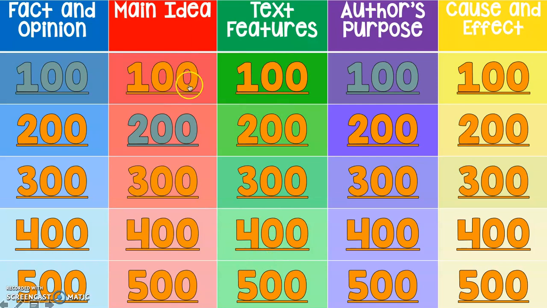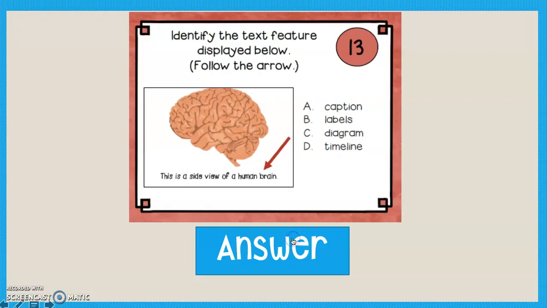All right, let's go for a bigger one. Let's go text features 400. Identify the text feature displayed below. Follow the arrow. We have a picture of a brain right here, but we are looking at what's under this picture of the brain. It said, this is a side view of the human brain. So is this right here a caption, a label, a diagram, or a timeline? Is it A, caption, B, label, C, diagram, D, timeline? You can just write A, B, C, or D.